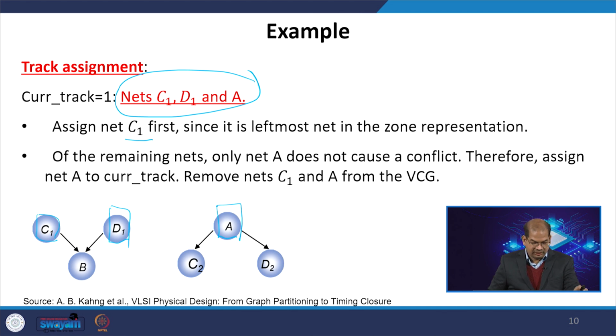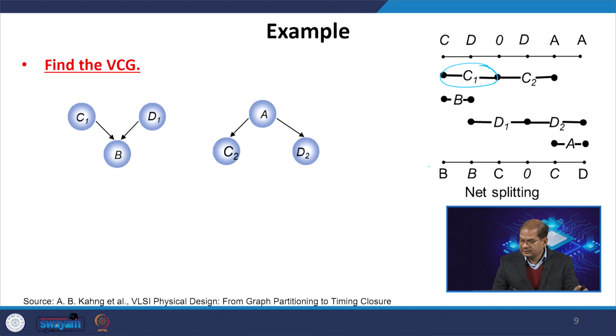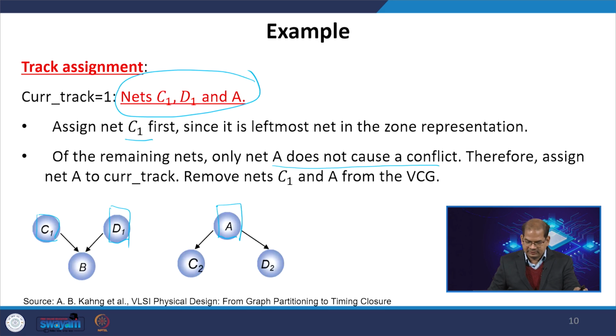Okay. So, what are the remaining nets? Then we will look into that. Of the remaining nets, only net A does not have any conflict. So, if you go back to that diagram, C1 and D1 have a conflict at this point. Okay. So, C1 and D1 cannot be placed in the same track.